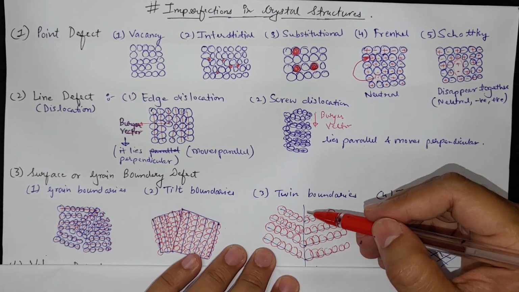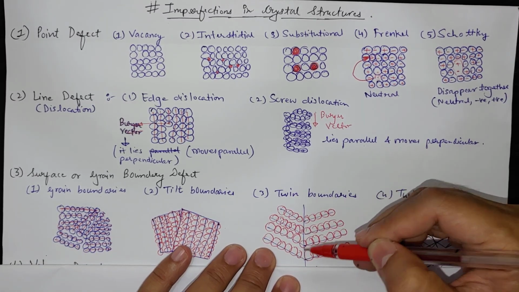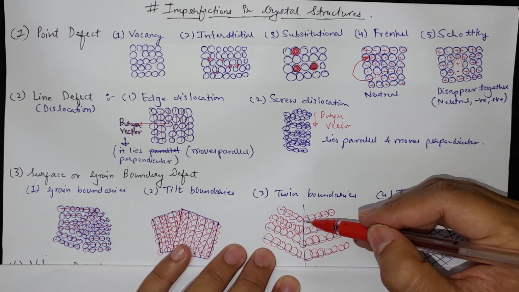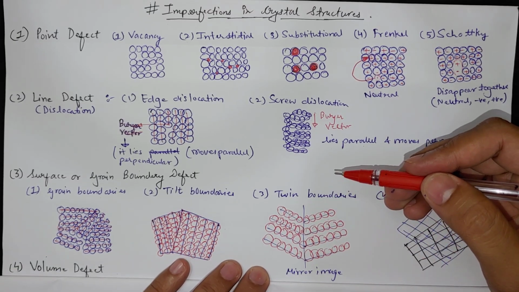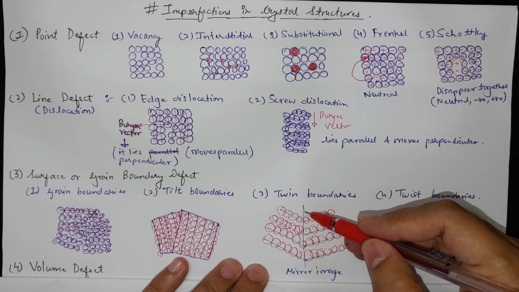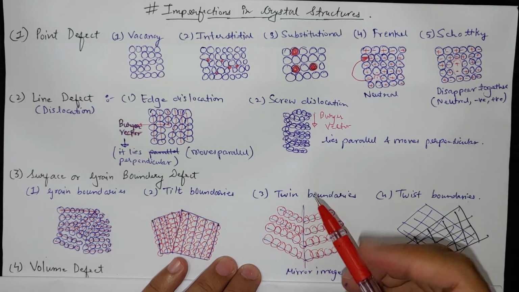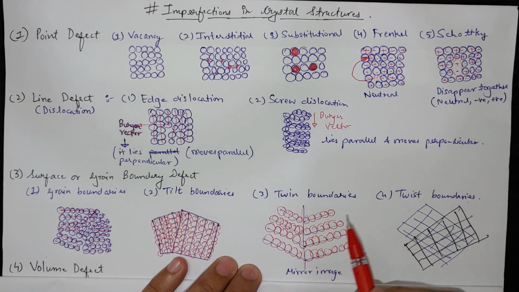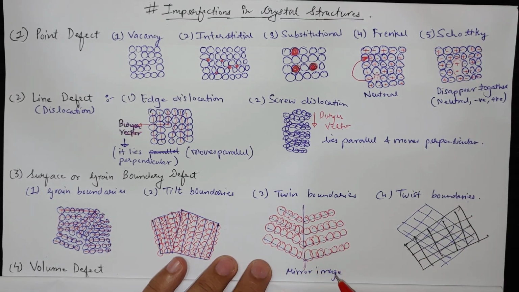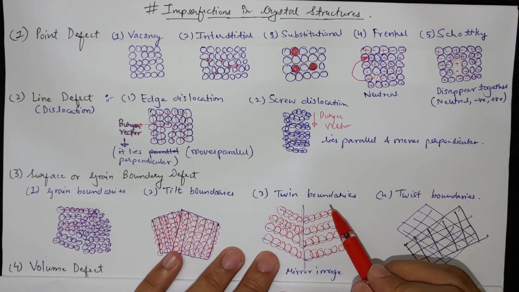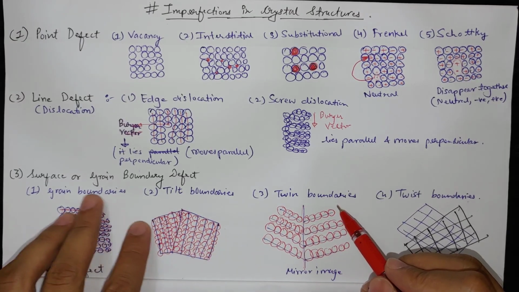In twin boundary, we have two grains exactly looking like a mirror image of each other. So this is a mirror image line, on the right hand side and left hand side of this twin boundary. We have the mirror image of the two grains. So this kind of defect in the material is called a twin boundary surface defect.